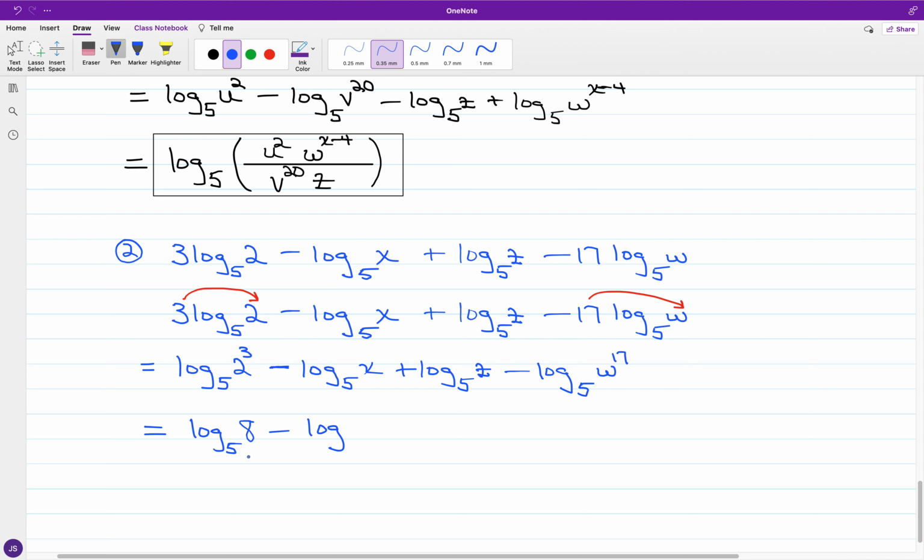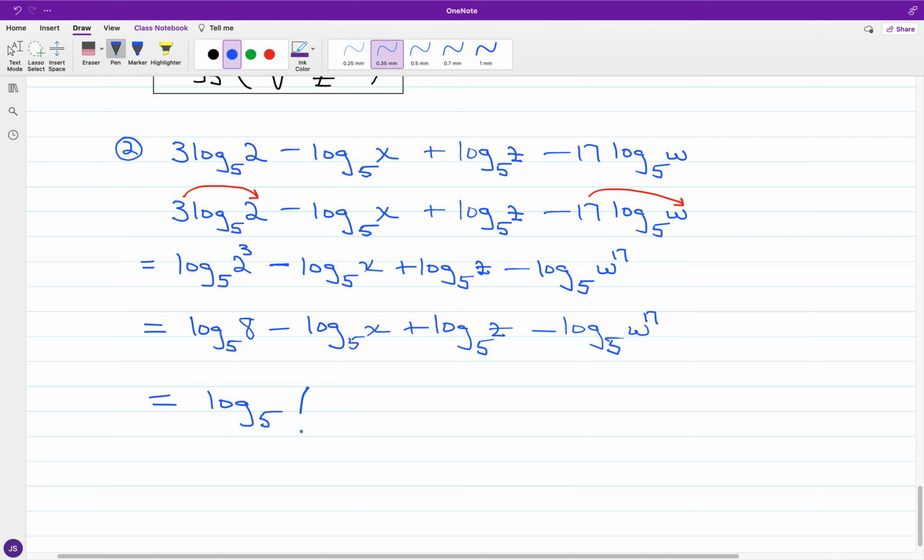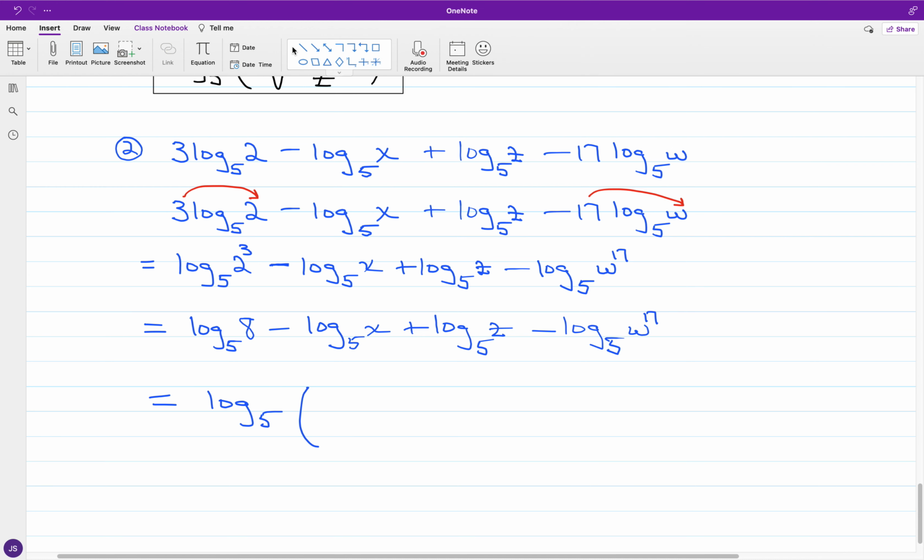So go ahead and write it out. Okay, so just say the base 5 logarithm of 8. Again, we have the other terms before the consolidating. Those will remain the same. So all the terms we have in a base 5 logarithm, and putting together.